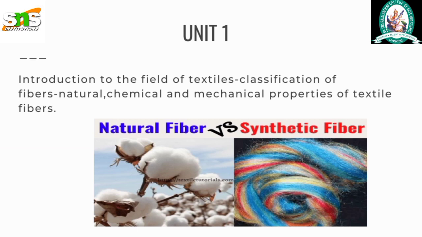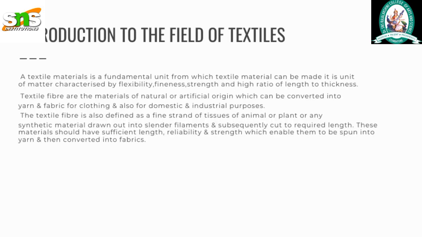Unit 1. Introduction to the field of textiles, classification of fibers, natural, chemical and mechanical properties of textile fibers. Introduction to the field of textiles. A textile material is a fundamental unit from which textile material can be made. It is a unit of matter characterized by flexibility, fineness, strength and high ratio of length to thickness.